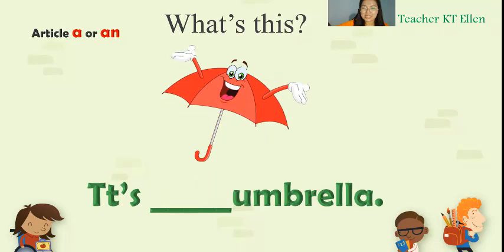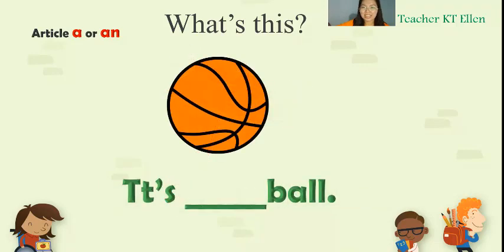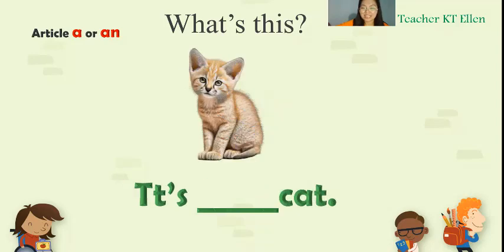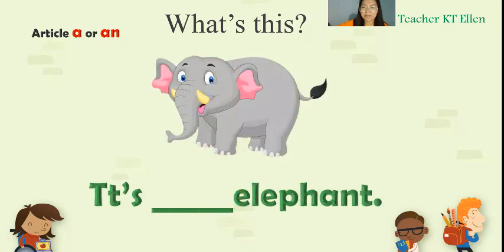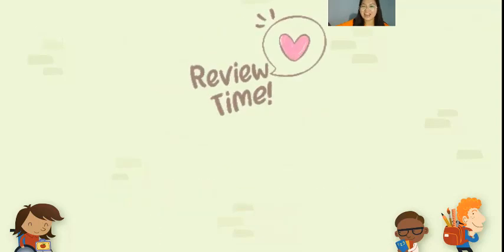What's this? It's an umbrella. What's this? It's a ball. What's this? It's a cat. What's this? It's an elephant. Okay, let's go to the review time.